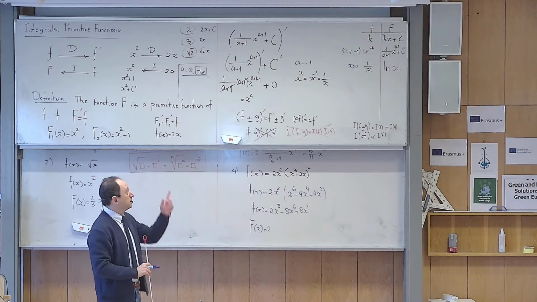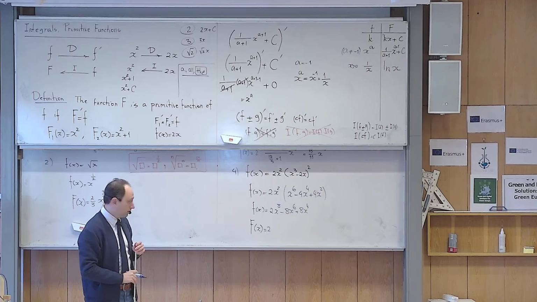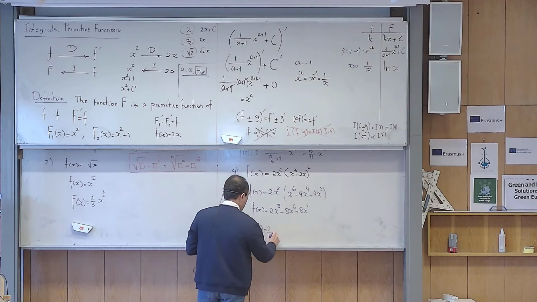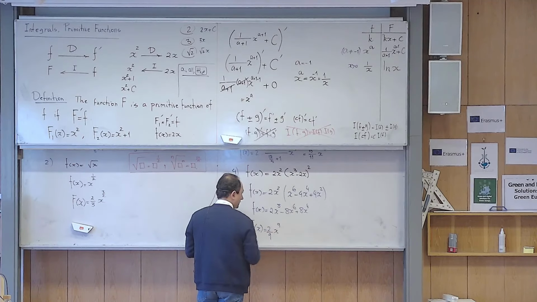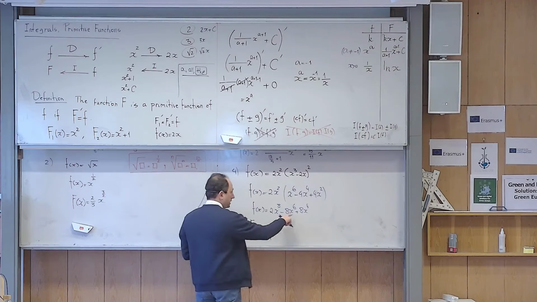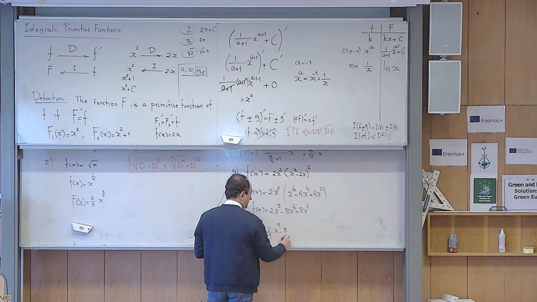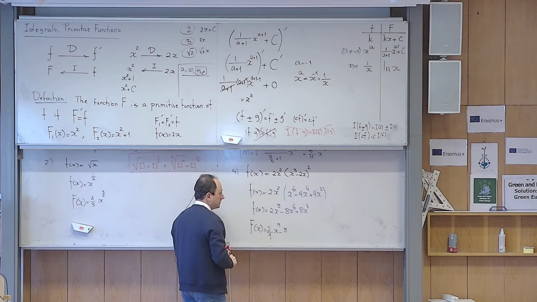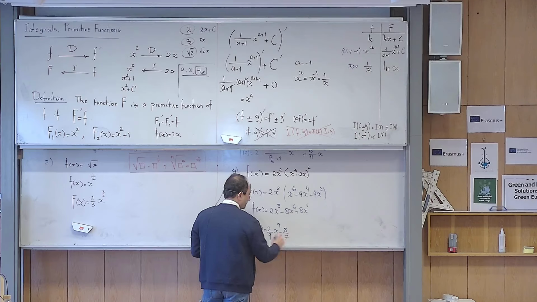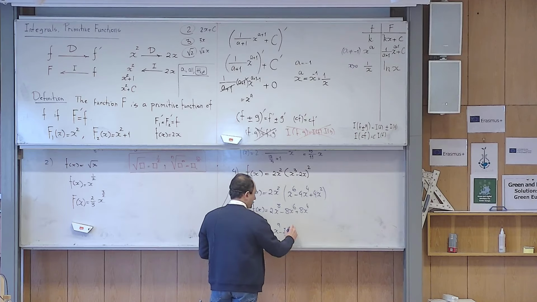X to the power of 8 is 1 over 9. 1 over 9 goes here. And then x to the power of 9. Yes? What is the next? Minus 8 is a multiplicative constant. X to the power of 6 becomes 1 over 7. So 7 goes down, and x to the power of 7.